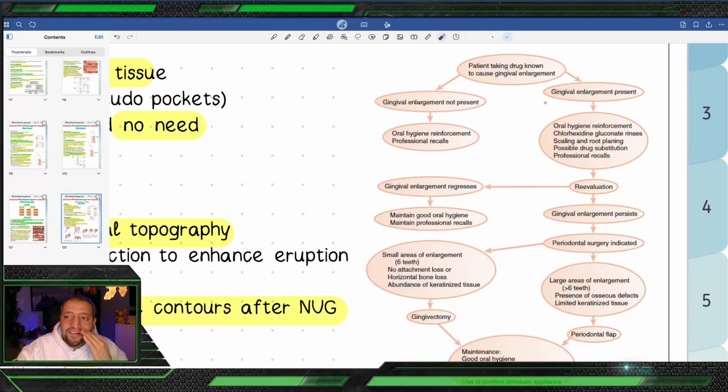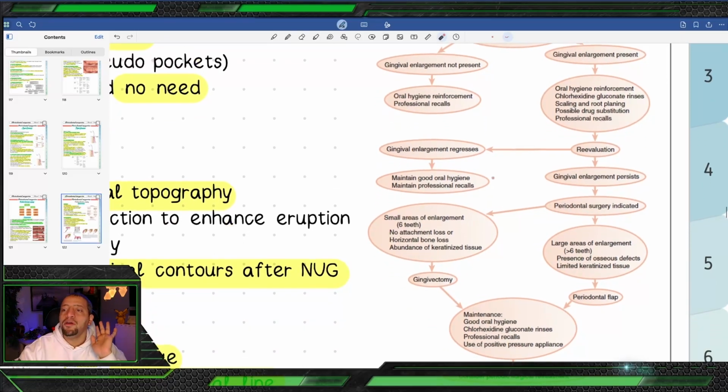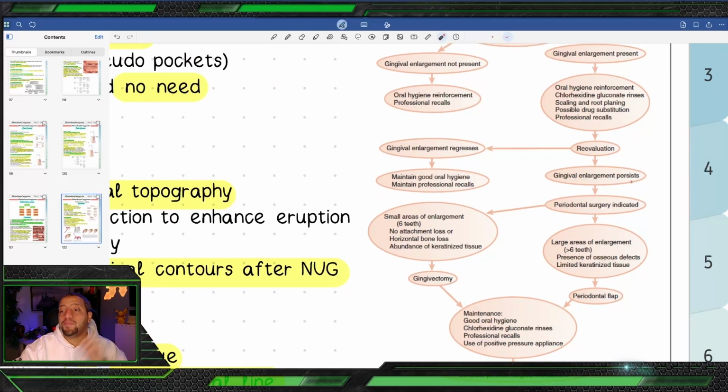But sadly, if he is one of the unfortunate ones suffering from gingival enlargement, first of all, oral hygiene reinforcement, chlorhexidine rinse, scaling and root planing, possible drug substitution, and professional recall. And re-evaluation: if the gingival enlargement regresses, amazing. You tell him go home, everyone is happy. But if it persists, then you are going to do periodontal surgery.